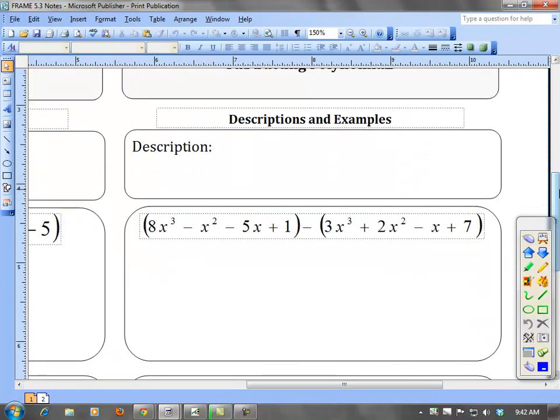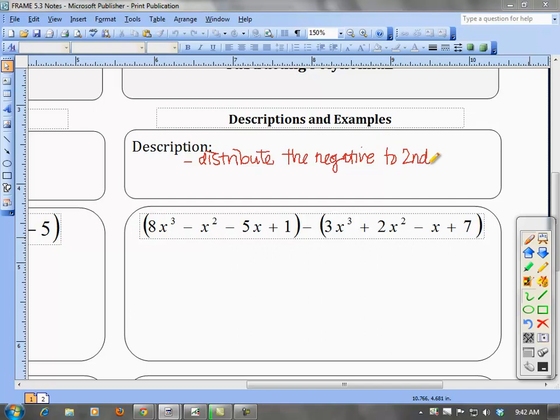Okay. In order to subtract like terms, I'm going to give you a two-part idea. First, we want to distribute the negative to the second group, and I'm going to say group because it's the second chunk of parentheses. And then after we distribute, we're going to combine the like terms like we did before.